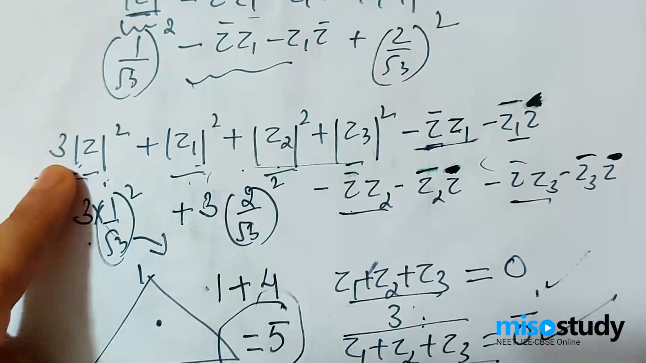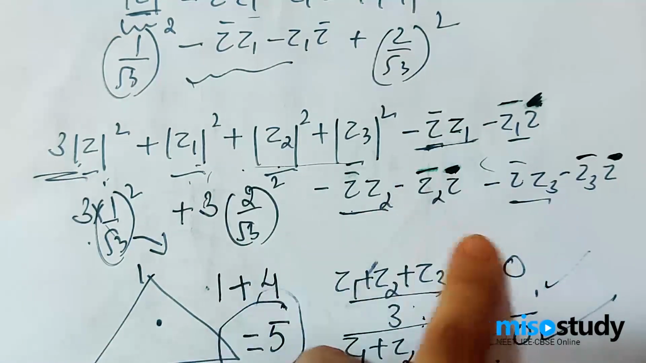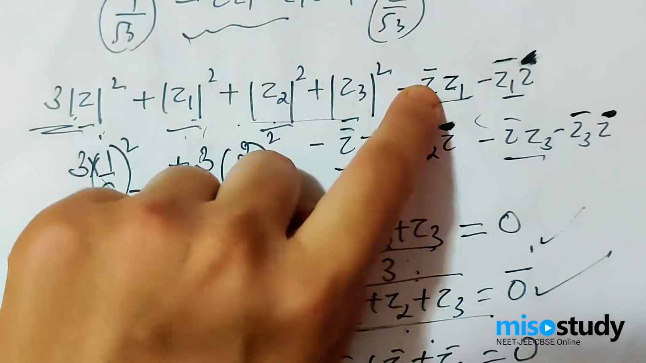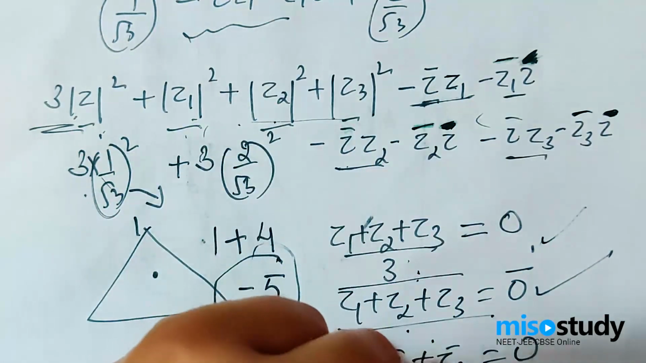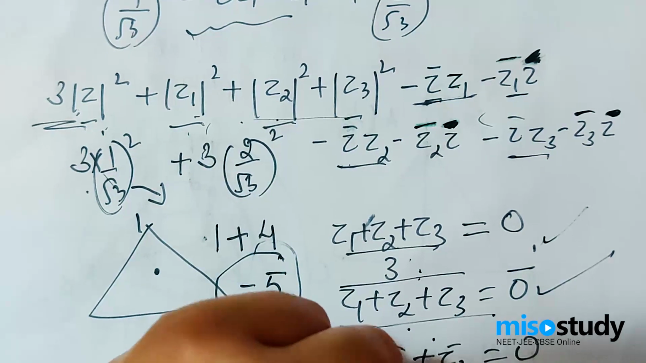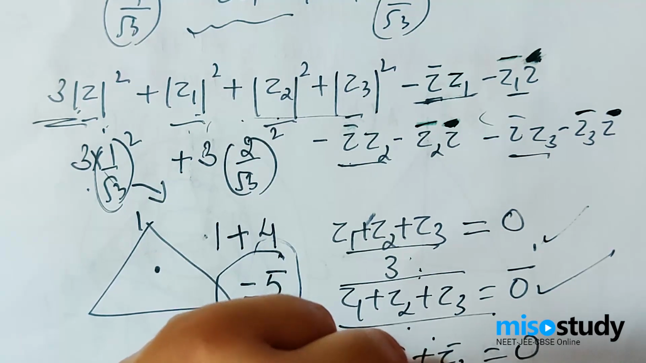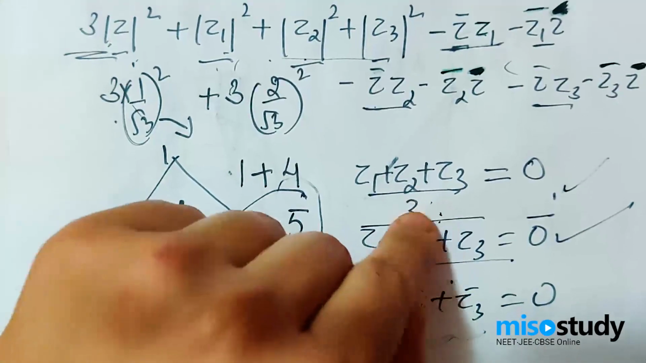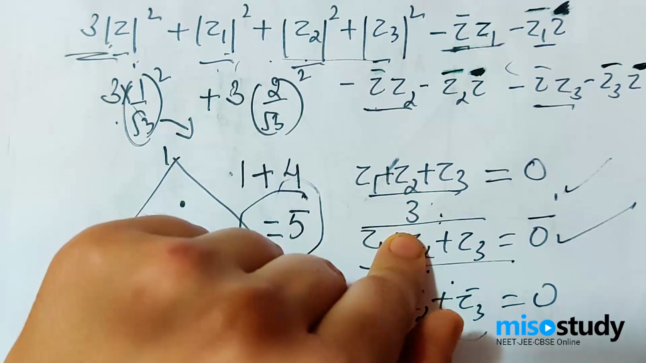Since I know the value of all the 4, but the values of these are not known, because I know the triangle is equilateral, and if I take z conjugate common, I will be left with z1 plus z2 plus z3 inside the bracket, and if I take z common, I'll be left with z1 plus z2 plus z3 conjugate, which is equal to 0, because z1 plus z2 plus z3 represents the centroid.